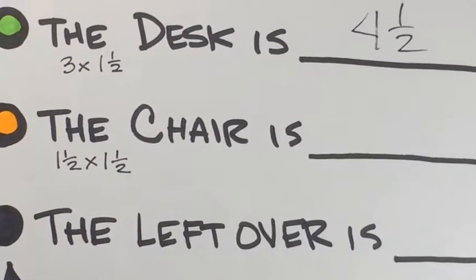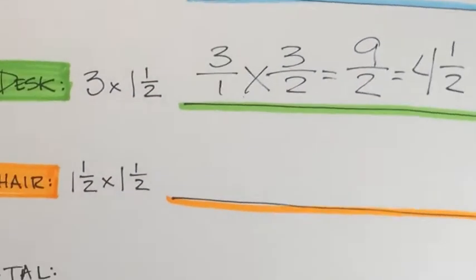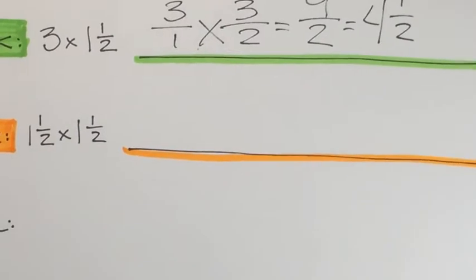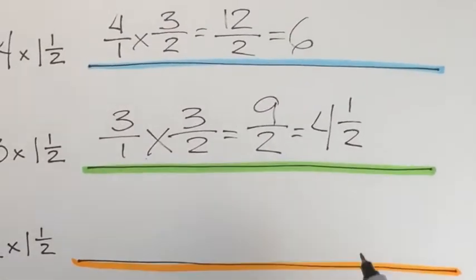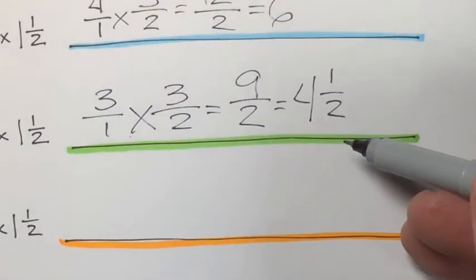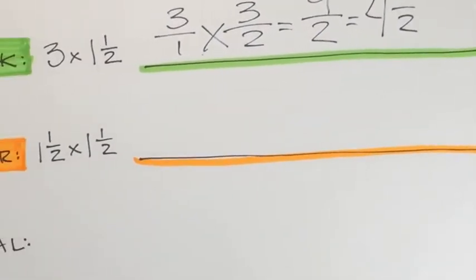And now we need the chair. For the chair, we have 1.5 by 1.5. But again, stop the video, go all the way to the end where you either have a whole number or you have a mixed number. Do that now, please.